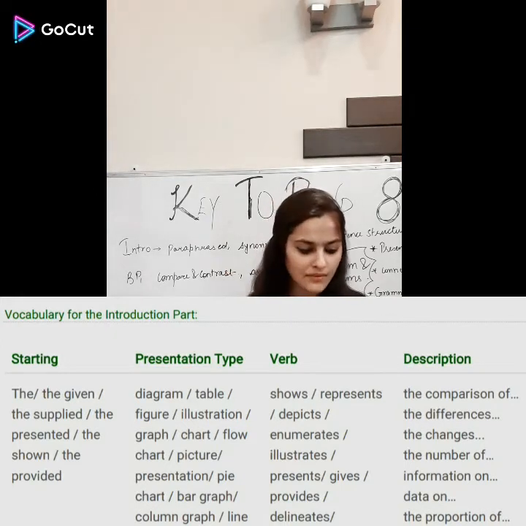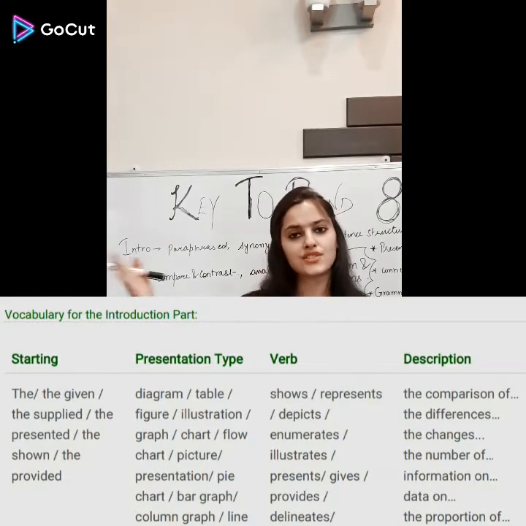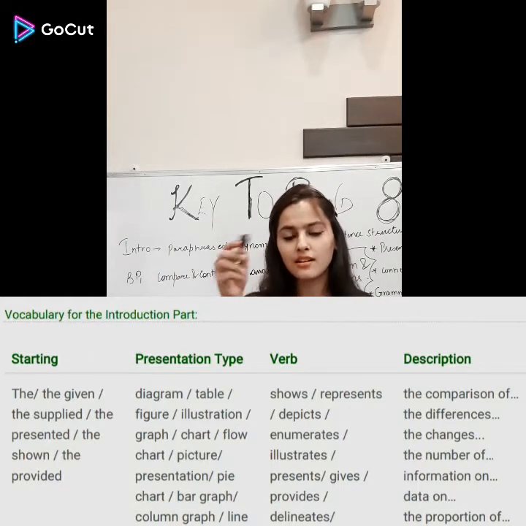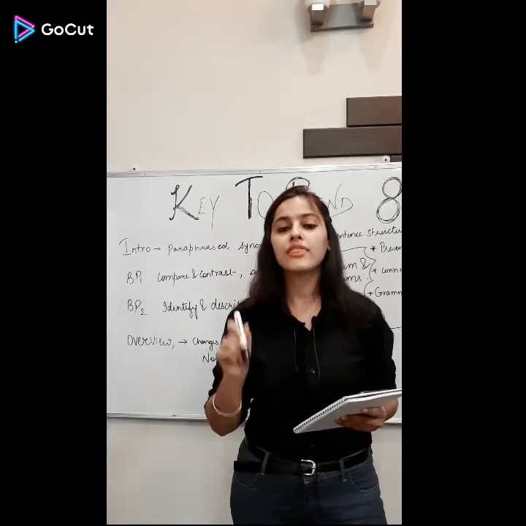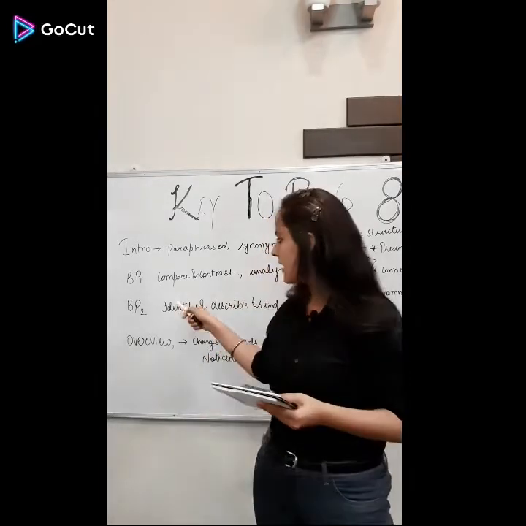If a comparison is given, what can you write? The given diagram or the given table represents the comparison of, whatever the data presented is. Now on the screen you can see a lot of options, and you have to choose the right one, right? Okay, now coming to body paragraph 1.